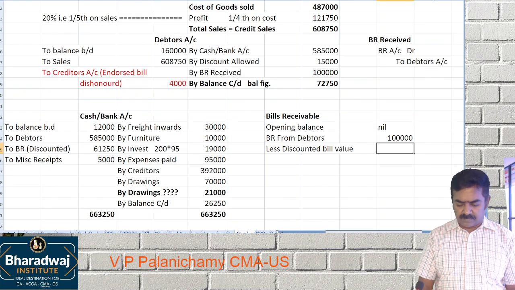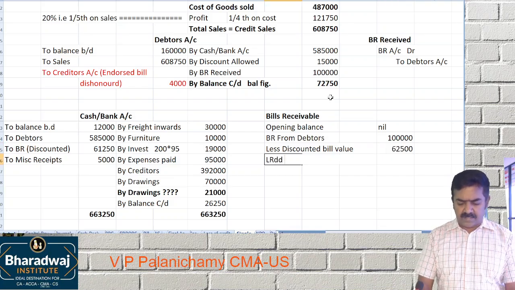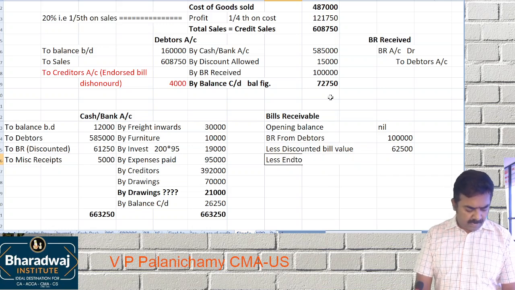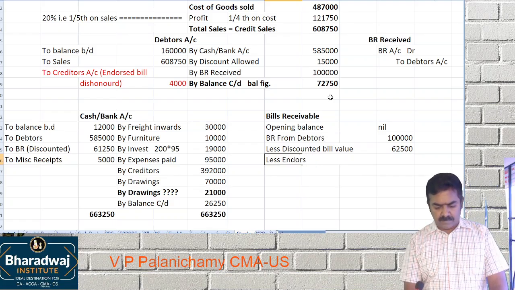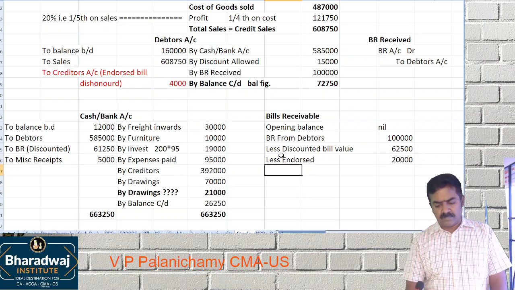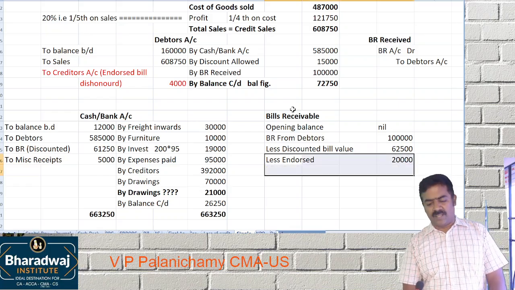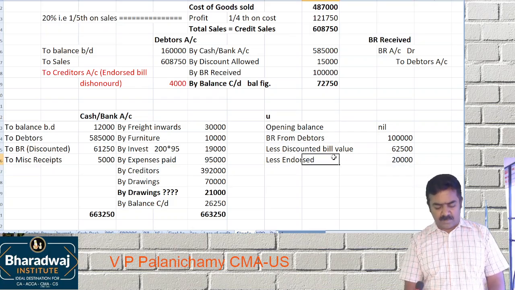அப்ப எவ்வளவு இருக்கு? 62,500. Then less endorsed. Endorsed எவ்வளவு பண்ணிருக்கோம்? 20,000 பண்ணிருக்கோம். Then அந்த endorsed bill dishonored வந்து debtors account to creditors account வரும். That will not come in bills receivable account at all.